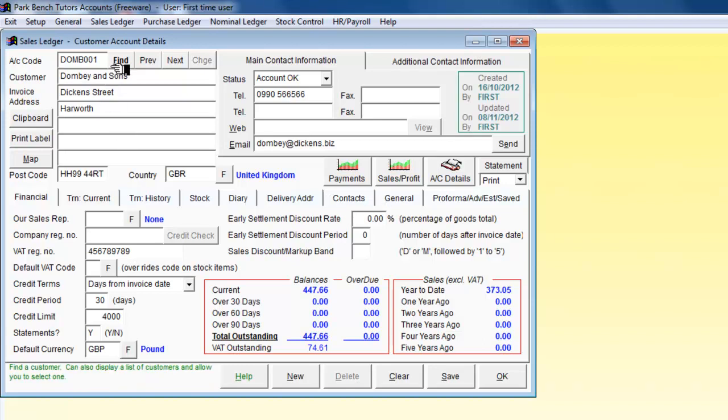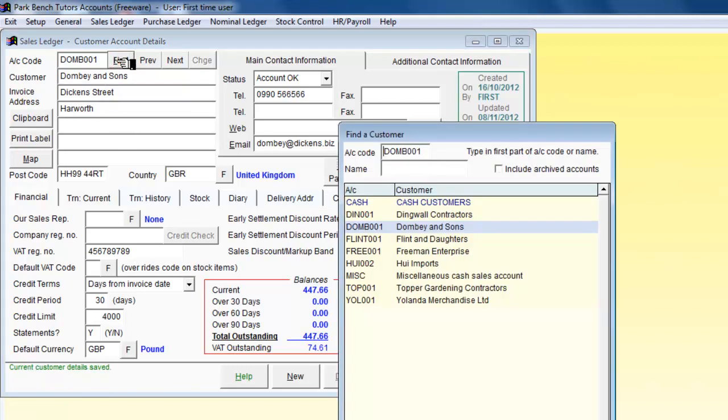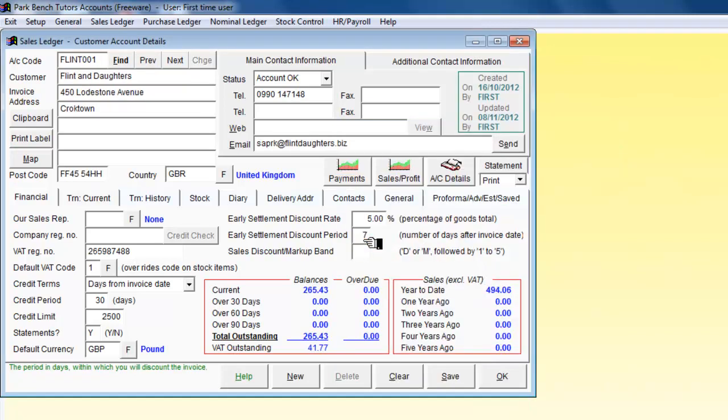Now I'm going to look at the second one, and we'll do Flint and Daughters, and here we have so many days from the invoice date, a 30 day credit period, again with a credit limit of 2,500. But note there is a difference here, because here we put in an early settlement discount of 5%, and that is paid within 7 days. In other words, if they pay within 7 days they get a discount of 5%.